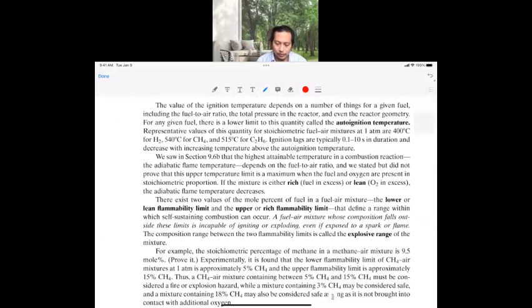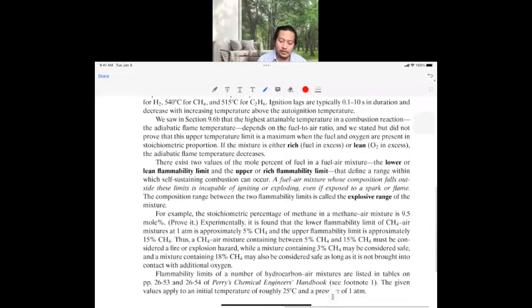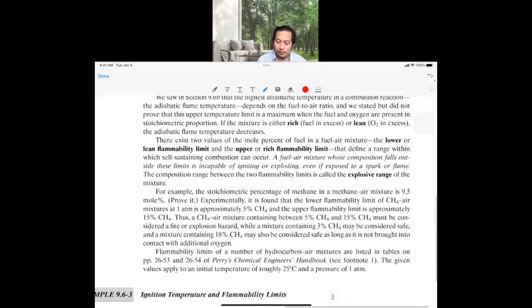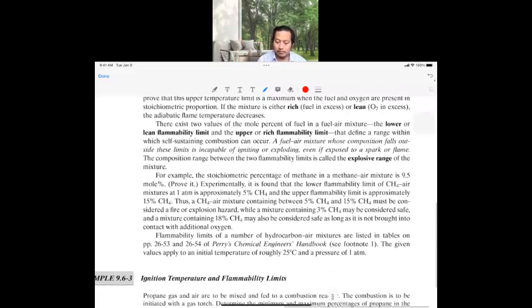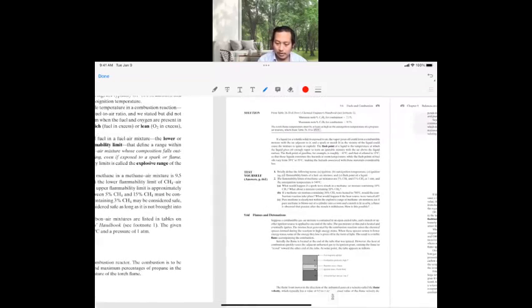And then you also have what we call the flammability limit. It depends on the fuel-air mixture, whether you have the upper or the rich flammability limit. So you have a range within which combustion occurs. We can define the range for the explosive actually. And then we have the ignition temperature and flammability limits.